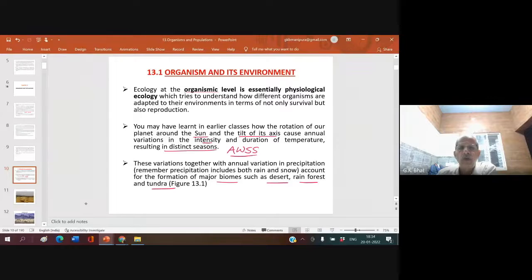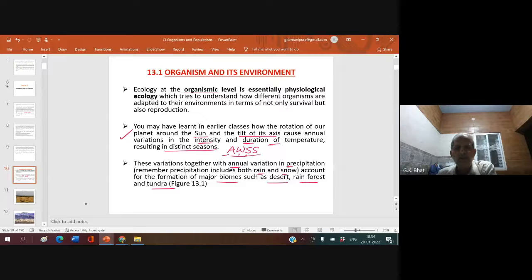So, always we have variation in intensity and the duration of the temperature. Temperature is different in autumn when compared to winter, when compared to spring, when compared to summer. The temperature varies. And if you come across very cold conditions during winter or hot conditions during summer, it is because of this. Very important point. These variations, together with annual variation in precipitation, which refers to both rainfall and snowfall.